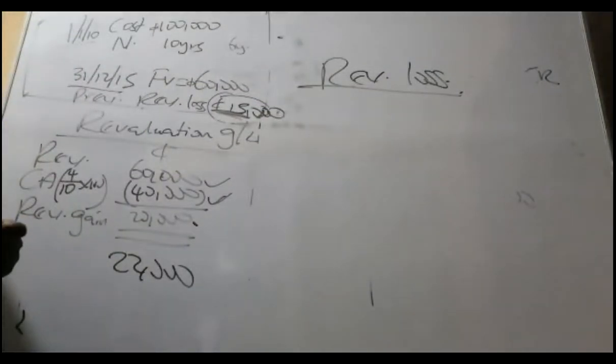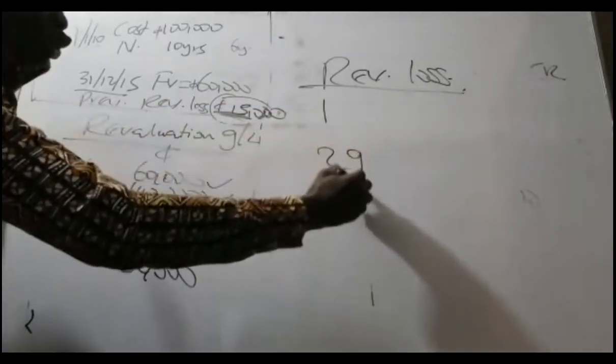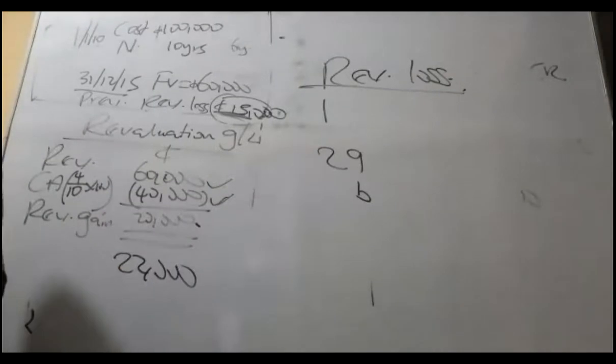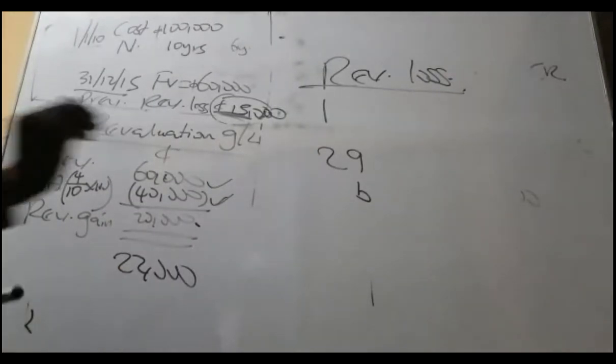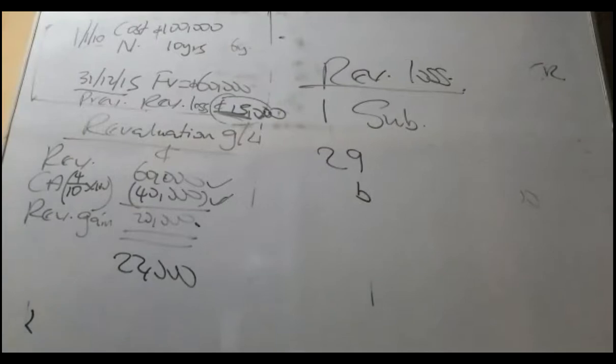Revaluation loss. Now the treatment: 1, then 2A and 2B. As usual, there must be an exception, so obviously treatment 3. So first, 1, 2A and 2B. B is the exception. First, loss: subtract it from where? The carrying amount of the asset. So subtract from the carrying amount of the asset.